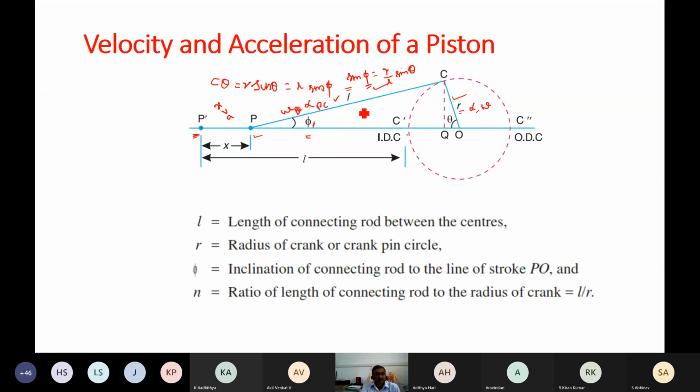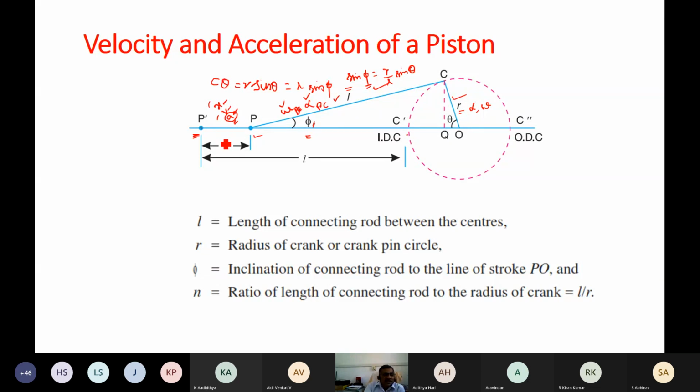So now my objective is to calculate the displacement of the piston, velocity of the piston, and acceleration of the piston. Similarly, the angular velocity and angular acceleration of the connecting rod. These are the things I need to calculate. We are interested in acceleration because in the dynamic equilibrium equation, we need to include the inertia force. Inertia force is mass into acceleration. So to calculate acceleration, you need to calculate displacement and velocity first.